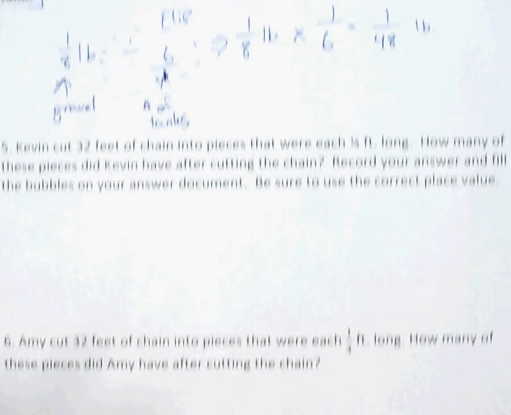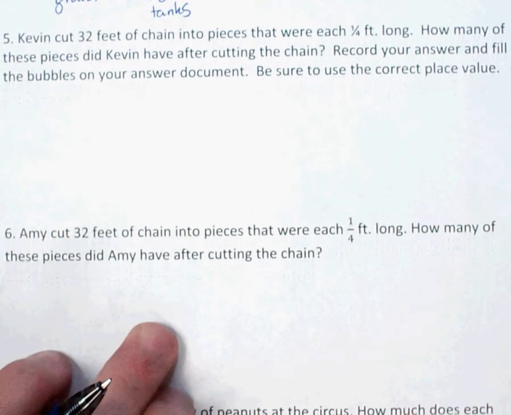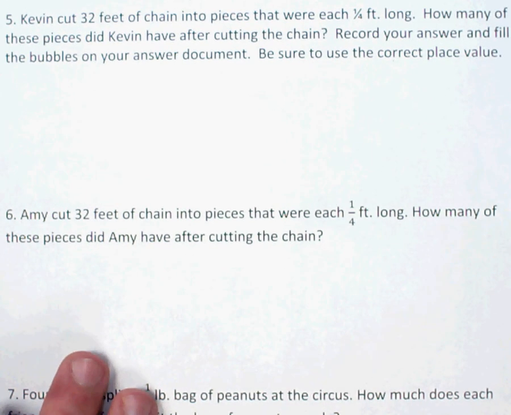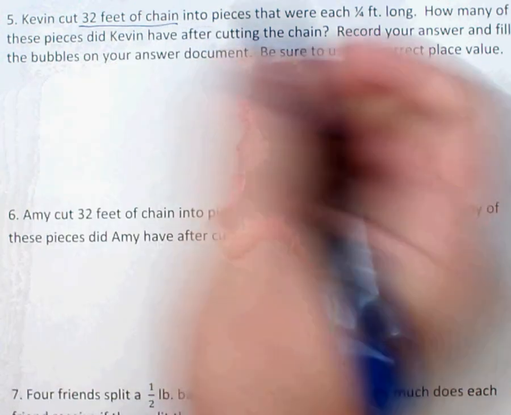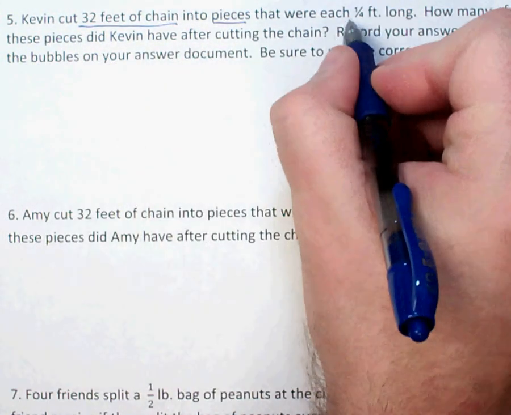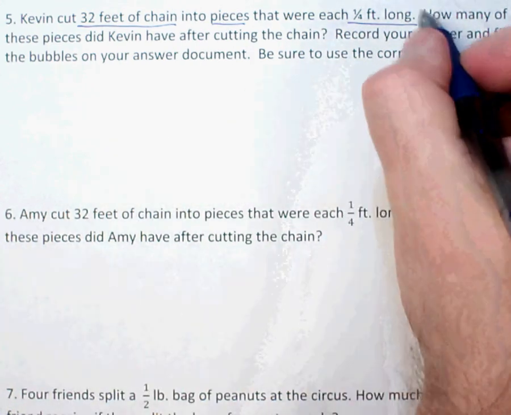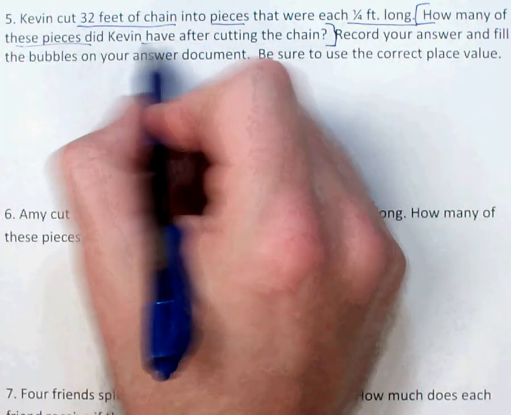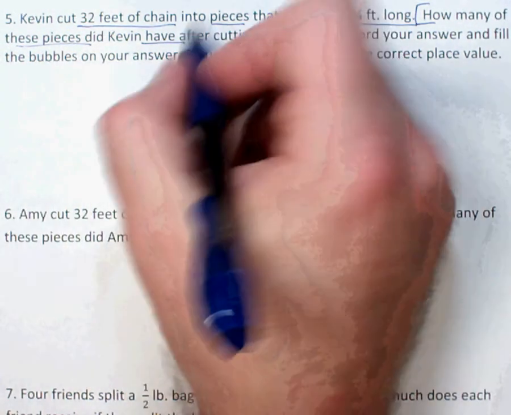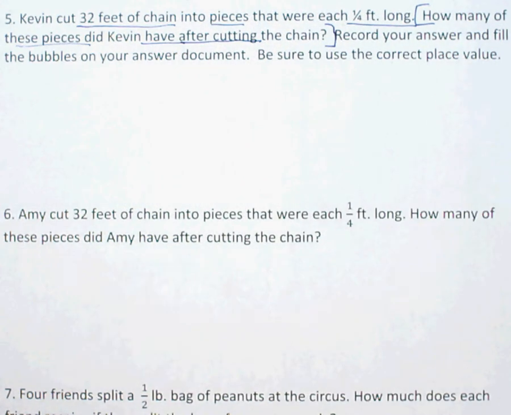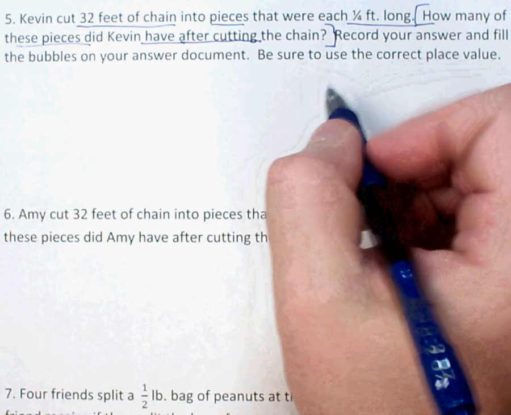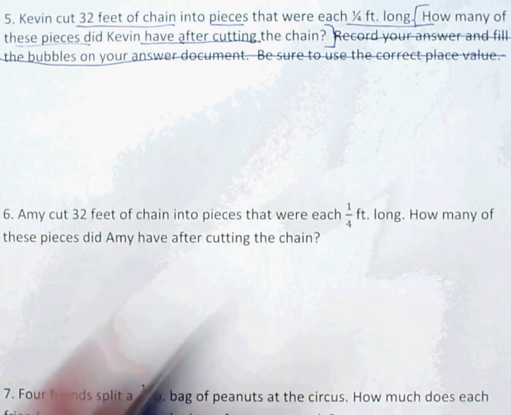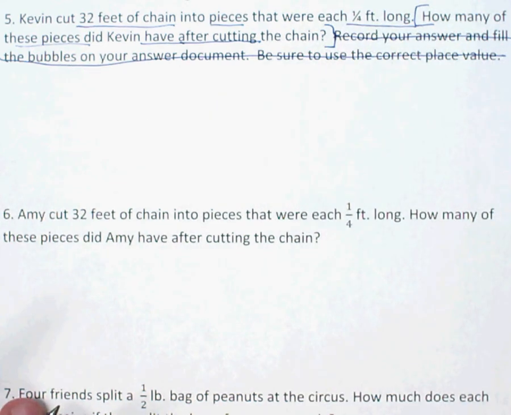All right, on to number 5. Kevin cut 32 feet of chain into pieces that were each 1/4 foot long. How many of these pieces did Kevin have after cutting? All right, we don't need this last part. Ignore that. Don't have a griddable on this, so I'm just going to put my information here.